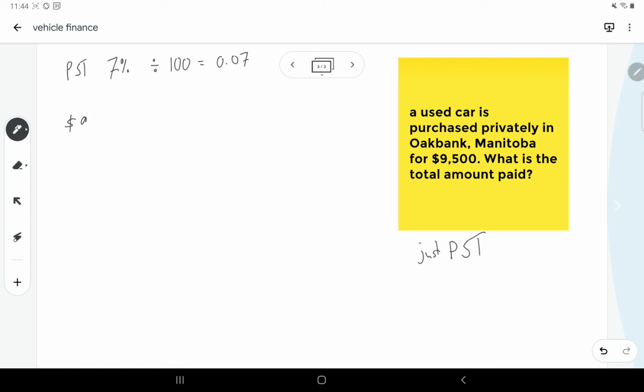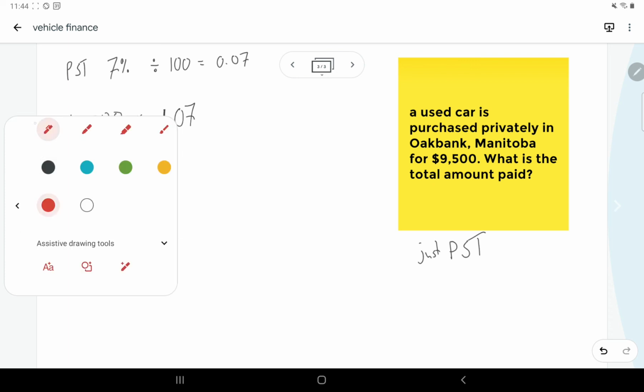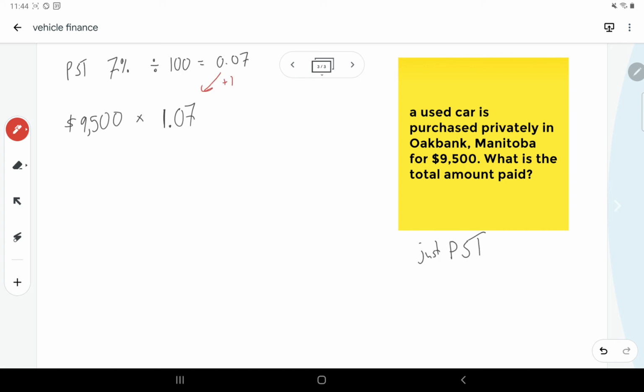So we've got our price, 9,500, times 1.07. So all I did was add 1 there. Times 1.07, and what that gives us is the number with taxes all together, all done in one step. So 9,500 times 1.07 gives us 10,165. Okay, so that's our cool little shortcut here.